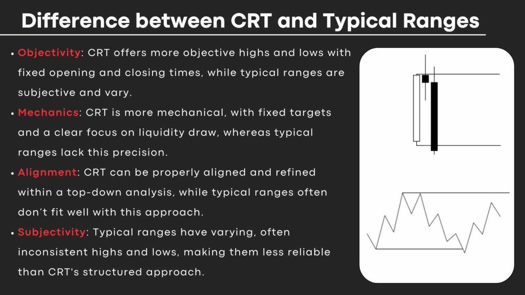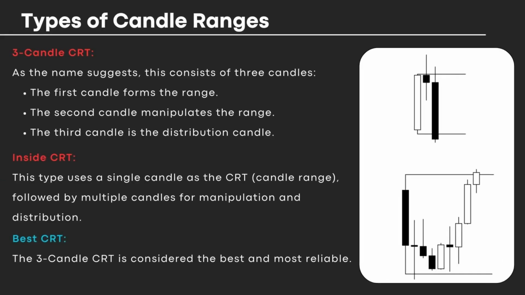These were the main differences between CRT and conventional ranges. Now, the reason I explain this to you is so that you are aware of both types and so that you have more conviction in your CRT and you never become skeptical about it, right? Because you know that the only other alternative are typical ranges, which are not feasible at all. So you would always be content with your analysis and approach. Now, let's move on to the next slide and let's discuss the types of CRT, or the types of candle ranges simply.